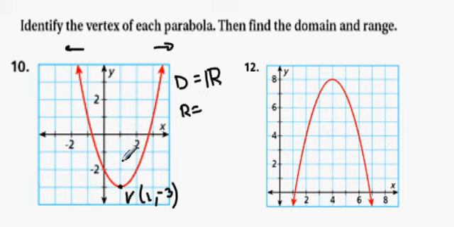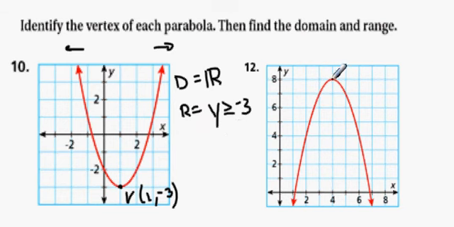Now I look at my range. My range are all my y values. Well, you notice the arrows are going up, but it bottoms out at, what's the lowest y value that you can have? Well, it bottoms out at negative 3. So all the y values that are greater than or equal to negative 3 is my range. Again, range are all y values, all the y coordinates on the graph. So in this case, all y values that are greater than or equal to negative 3 will be considered my range.